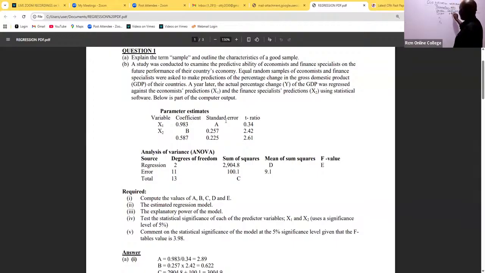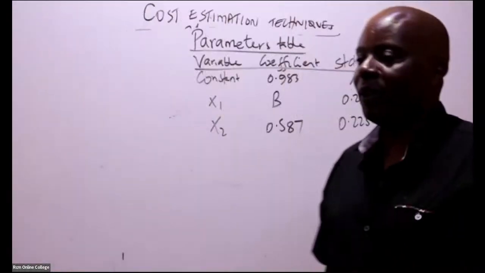So we have here 0.983. Then we have B, 0.587. Then we have the standard error. The first one there is A, 0.257. Then we have 0.225, 0.225. Then we have 0.34, we have 2.42, sorry. And then lastly, 2.61. So kindly copy this table down. What we skipped here, under the variable, we have a constant immediately beneath there. So just copy this table the way I've been able to draw it here.